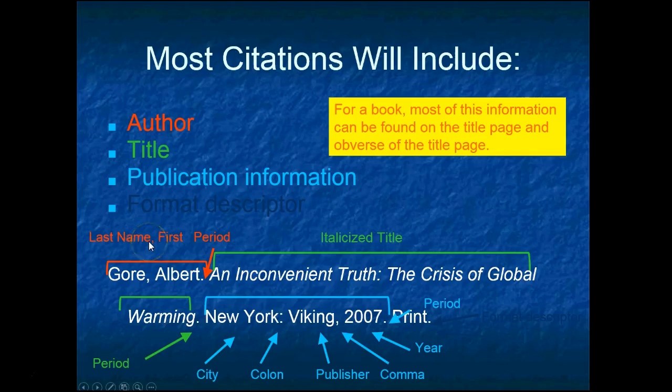Let's look more closely at an actual citation. They usually include the author, the title, publication information, and the format descriptor. Take a look. We have the last name, the first name, then we have a period. The book title here is italicized. Then we have New York, that's where it was published. The publisher is Viking.